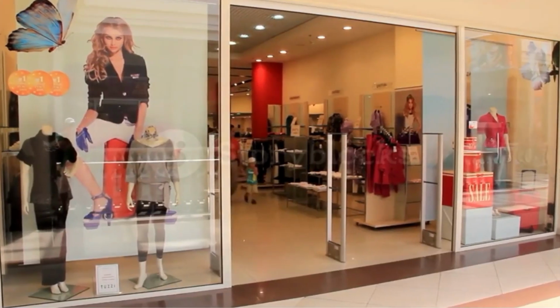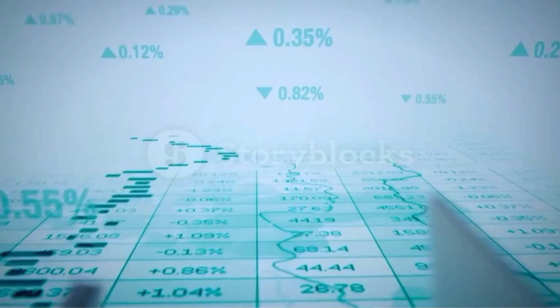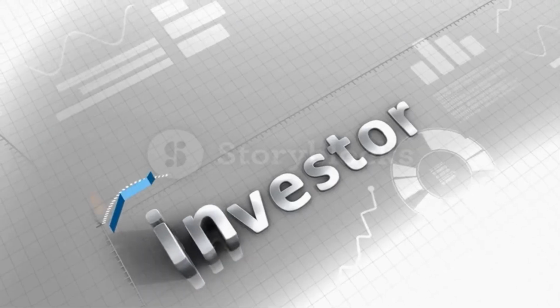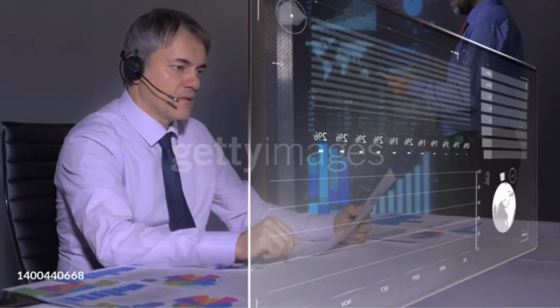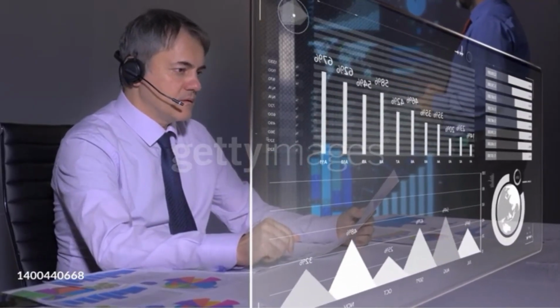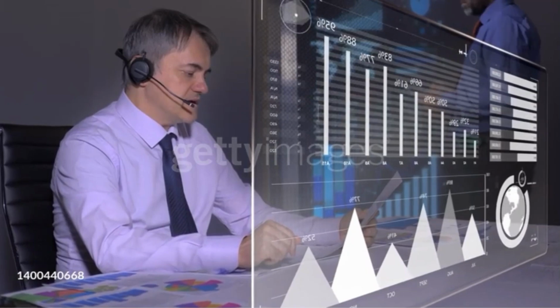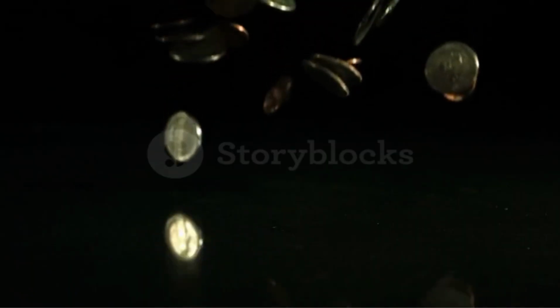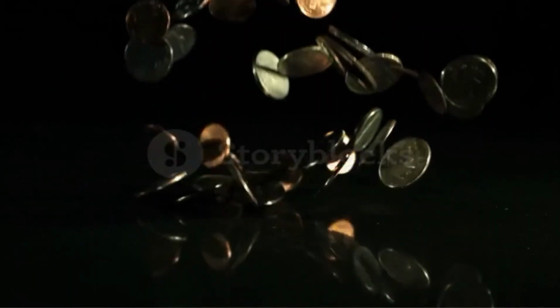Section 2: What is resistance? Now let us talk about resistance. Resistance is the opposite of support. A resistance level is a price level at which a rising stock tends to stop rising and pull back down. Think of it as the ceiling of a room. When a ball is thrown upward and hits the ceiling, it comes back down.